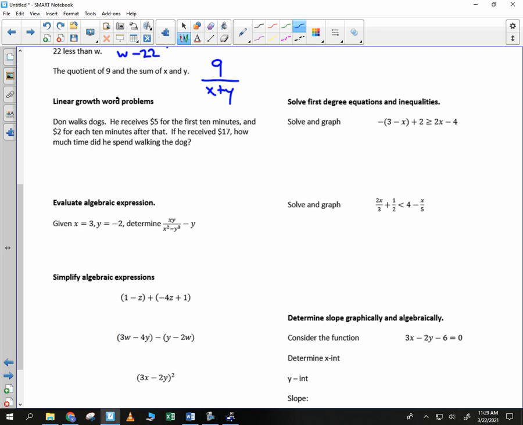Okay, you can see that if you take the 5 and add 2 and 2 and 2 and 2 and 2 and 2, 9, 11, 13, 15, 17. There we have it. Is that what you guys did? So 10 minutes, 1, 2, 3, 4, 5, 6, 7 times, so 70 minutes.